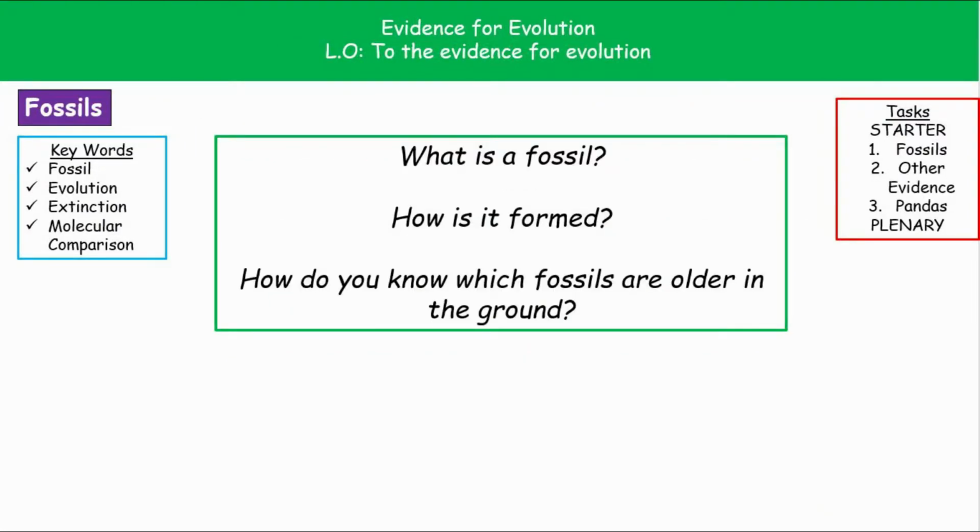So the first bit of evidence we have for evolution comes in the form of fossils. 3 questions for you to have a go answering in your books, on the screen first of all.